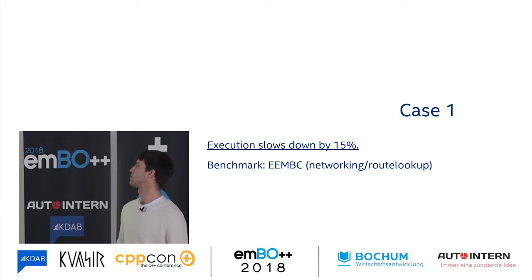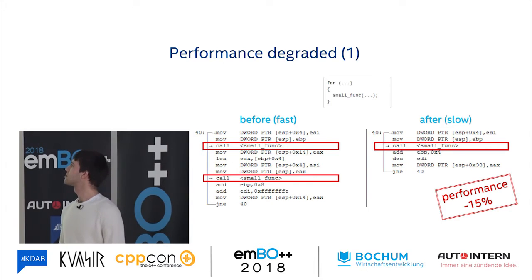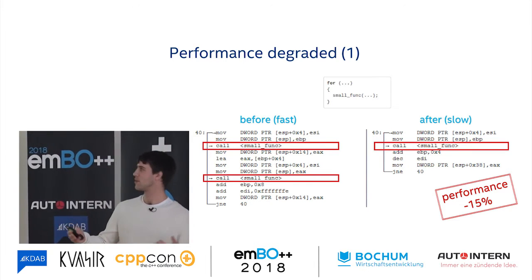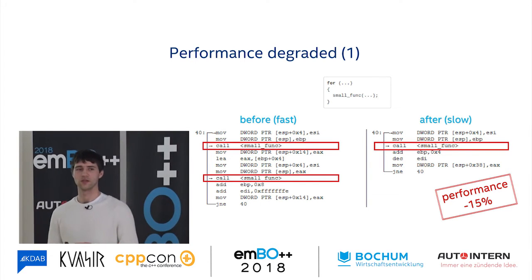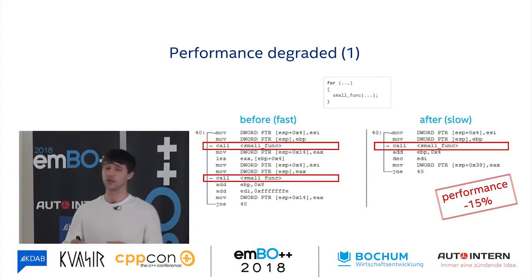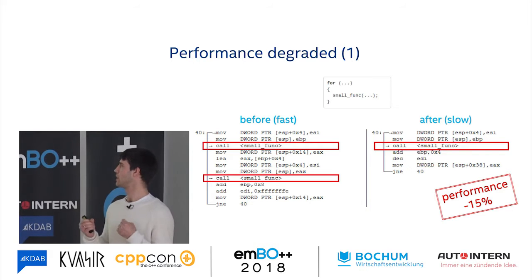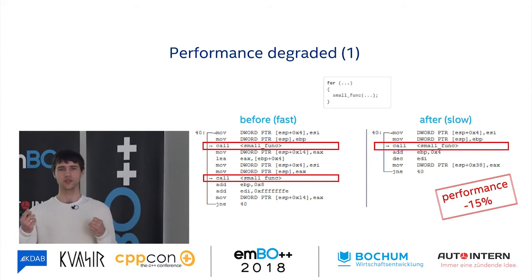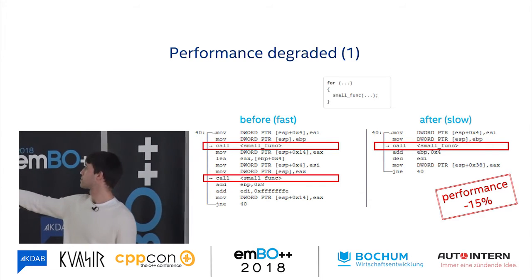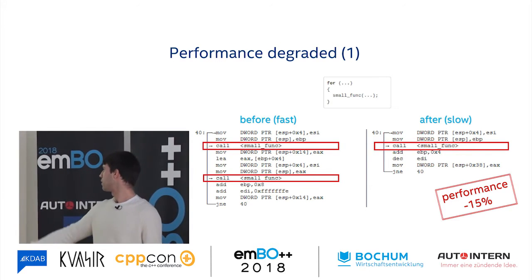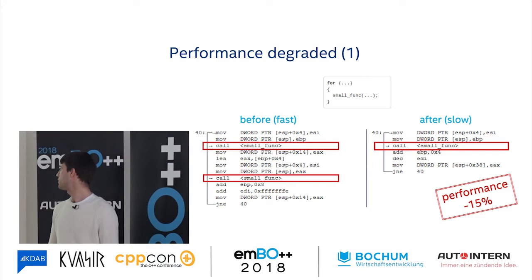So let's just jump into this. I stripped out all the code that is not needed, and it turns out to be a simple for loop with a function call inside. Here's the assembly that was generated by two compiler versions. It was the same compiler but two different versions. You can view it as after and before. And we have the performance regression. By measurements, we know that this assembly code performs 15% worse than on the left side.